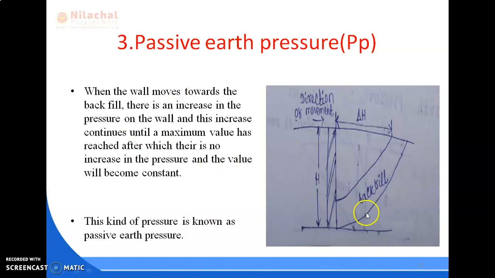So this figure shows the backfill, and this is the retaining wall which moves this much, del H, towards the backfill. So obviously the pressure of the backfill on the wall keeps increasing up to some extent. After that it becomes constant.